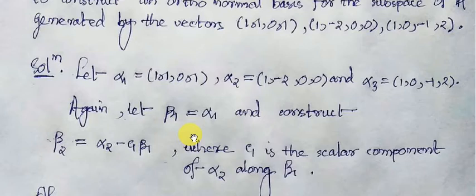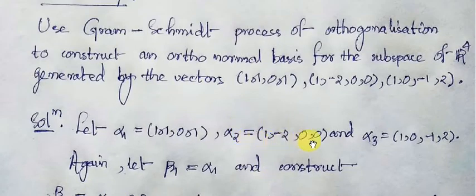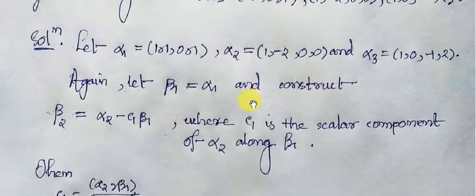Again, similarly to our previous problem from the previous class, we are renaming this alpha 1 vector as beta 1. That means beta 1 equals alpha 1, and we construct another vector beta 2 in this form: alpha 2 minus c1 into beta 1, where alpha 2 is the second vector of this collection, and c1 is the scalar component of the vector alpha 2 along the vector beta 1.